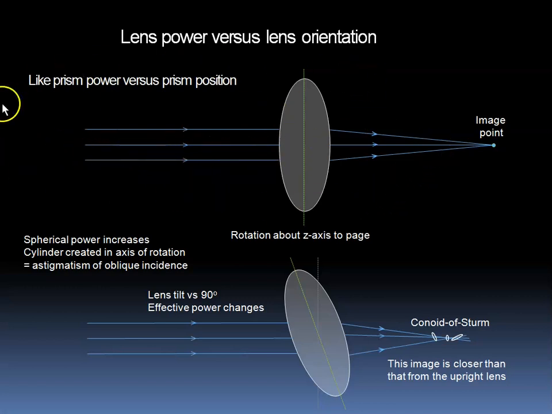In this part of the diagram, we see rays reaching the lens, which is oriented at right angles to the direction of the light. Here we see a lens tilted with respect to the direction of the incoming light. This has the effect of increasing spherical power and creating a cylinder in the axis of rotation, known as astigmatism of oblique incidence. This results in the image moving closer to the lens as compared to here, and the image being formed into a conoid of Sturm rather than an image point.